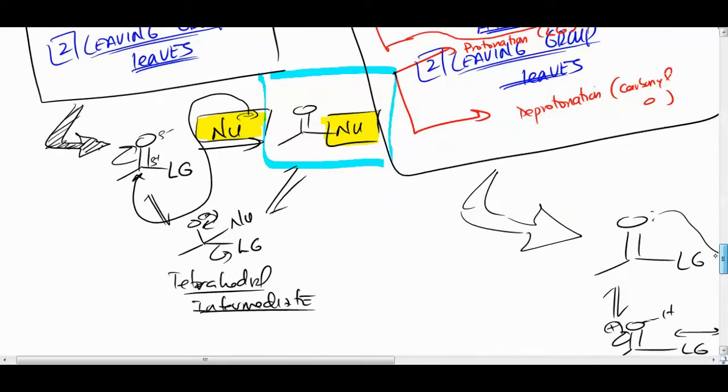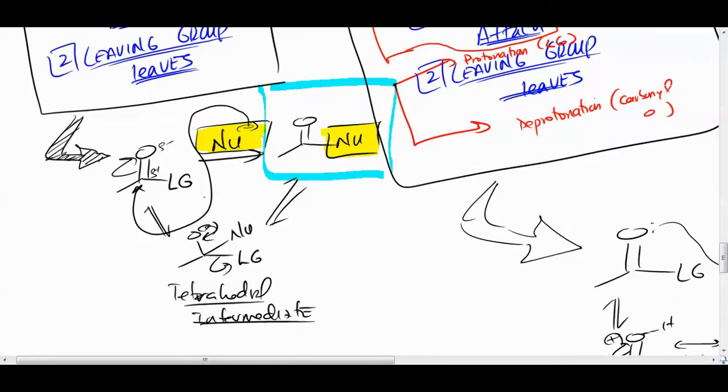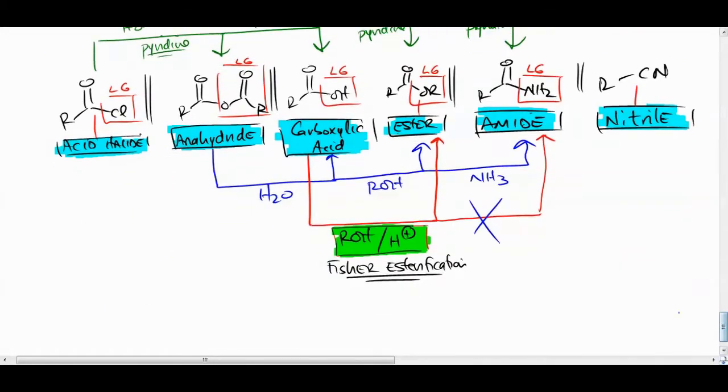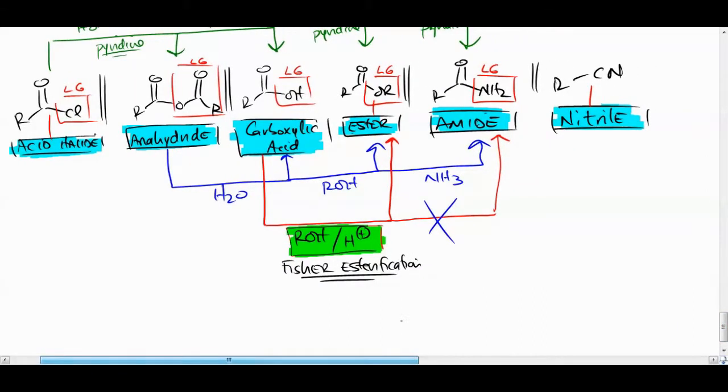So for the substitution reaction to occur, the nucleophile needs to want to go here, right? But instead it deprotonates the hydrogen of the OH. So it's not an effective reaction. And we can't directly get the nitrile from the carboxylic acid.